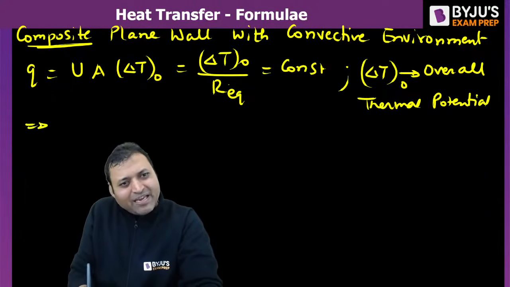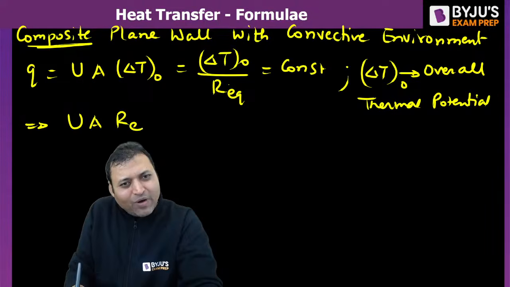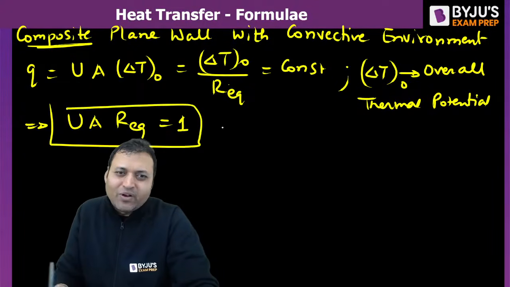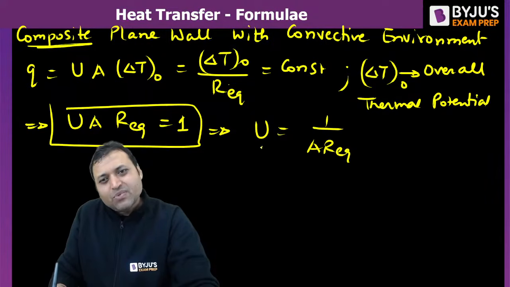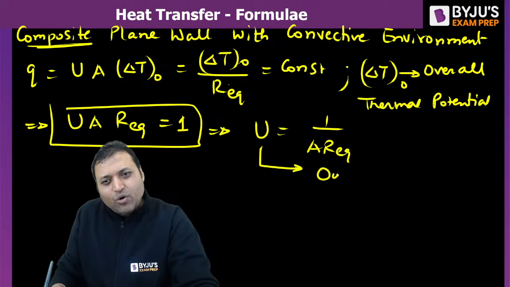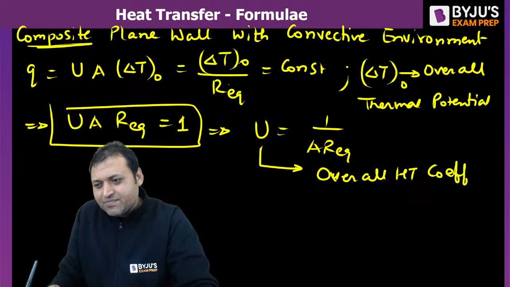And from here we can say U into A into R equivalent will be equal to 1. U is called the overall heat transfer coefficient. U is equal to 1 upon A into R equivalent.